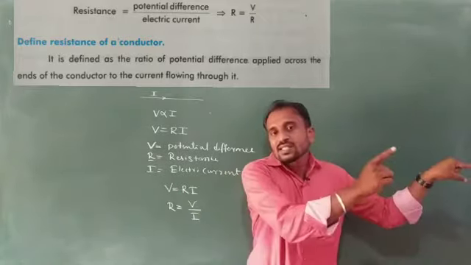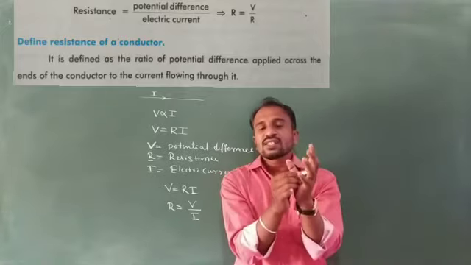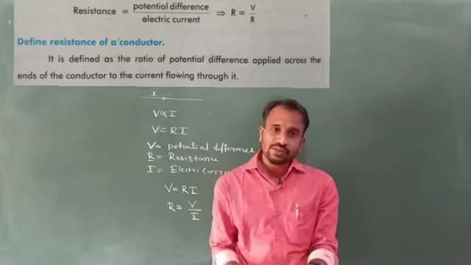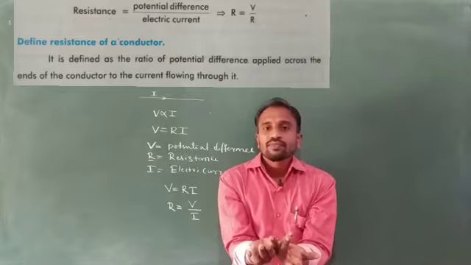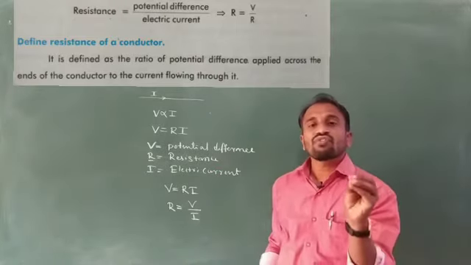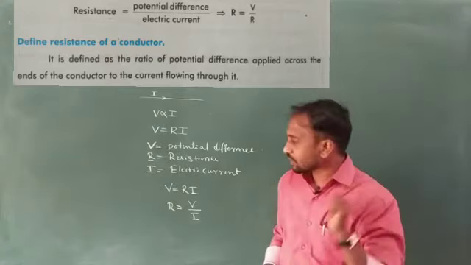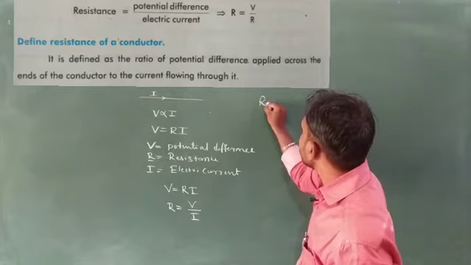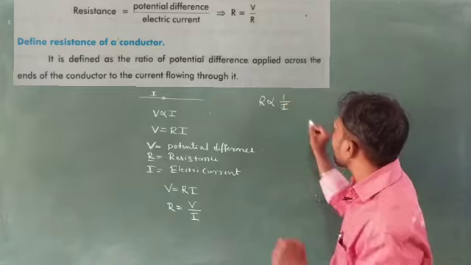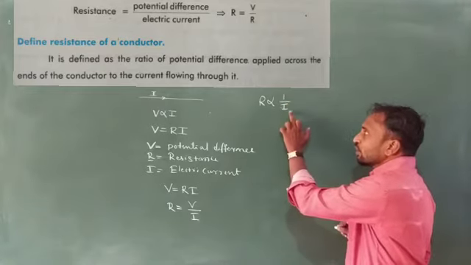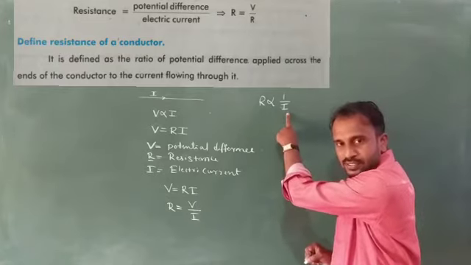Suppose the flow of charges increases, it means electric current increases. Suppose opposition to the flow of charges increases, then electric current decreases. Whenever the temperature of a conductor increases, then what happens? The opposition to the flow of charges increases. So for this reason resistance value increases and electric current decreases. Why? Because resistance is inversely proportional to the electric current. Whenever the resistance value increases, automatically electric current decreases.